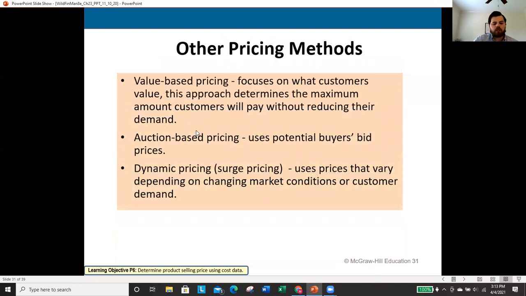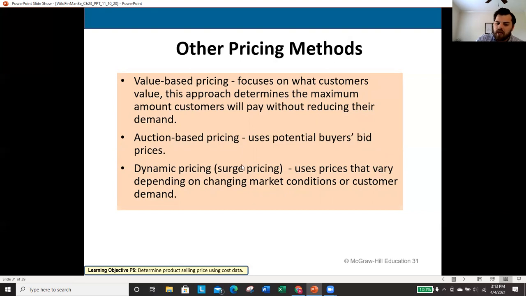Other pricing, we've got what's called value-based pricing. So we focus on what consumers value. This approach will determine the maximum amount consumers will pay without reducing their demand. We also have what's called auction-based pricing, pretty much exactly what you would think, right? This is essentially when I put something up for auction and we just sell it to the highest bidder. All right, so rather than forcing sellers to set prices, this approach will allow the buyers to actually go with this. Priceline uses this sometimes to sell hotel rooms and airline flights.